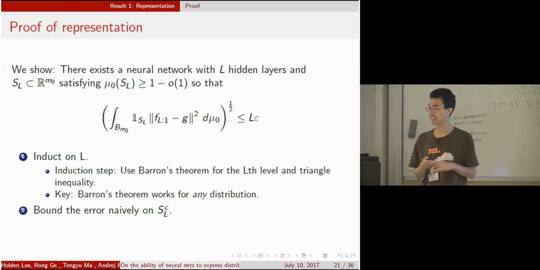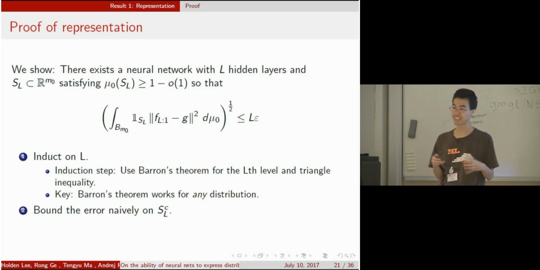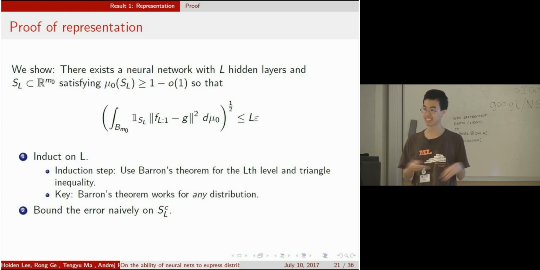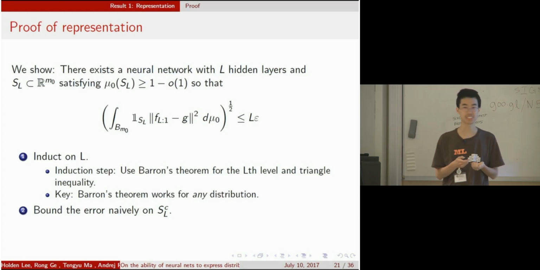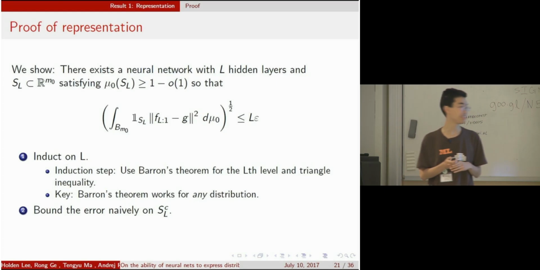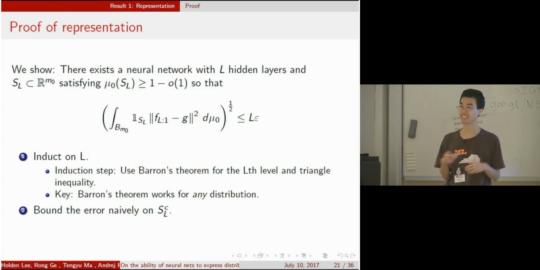Okay, so to make this technical, we want to induct on the number of layers L. And what we actually do is we restrict to some set SL, which contains most of the probability mass. On the induction step, we use Barron's theorem for the Lth layer and the triangle inequality. And the key here is that Barron's theorem works for any distribution. Finally, we bound the error naively on the complement of the set SL.